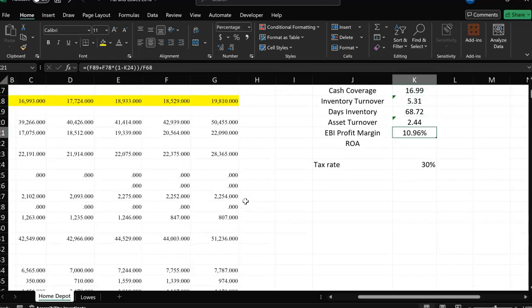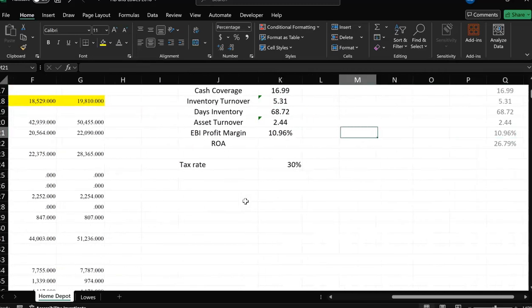Okay, and that's 10.96. So that says that for every dollar of sales, after you paid all of the expenses, the money you had left over to pay your investors was almost 11%. So you sold a bunch of stuff, you paid a bunch of expenses, you've got 11% of it left to pay your investors, both debt and equity investors.